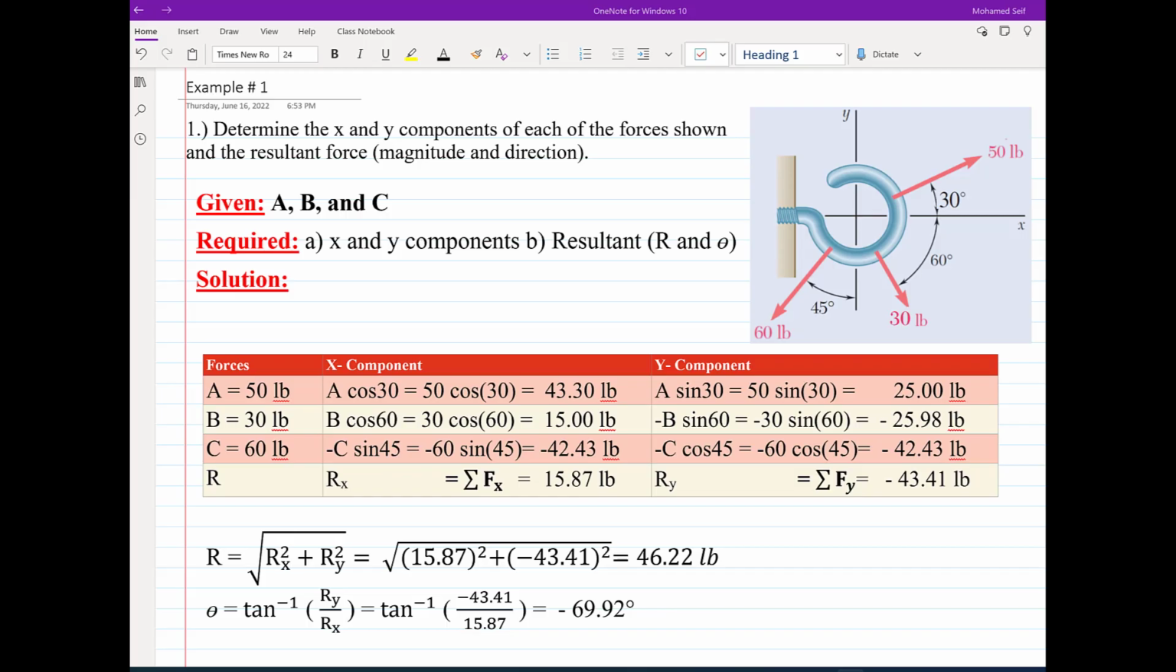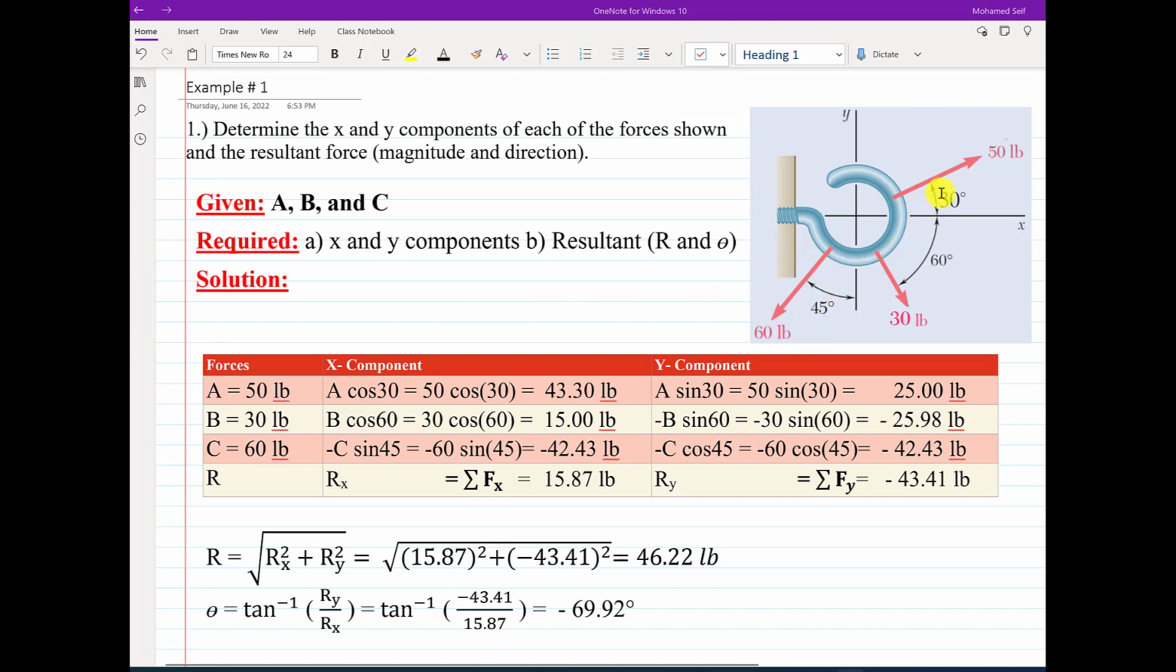The first example here is I have 3 forces, and these forces are A, B, and C. The force A has 50 pounds, making 30 degrees with the x-axis. The second force is 30 pounds, making 60 degrees with the x-axis, and the third force C has a value of 60 pounds and makes 45 degrees with the y-axis.